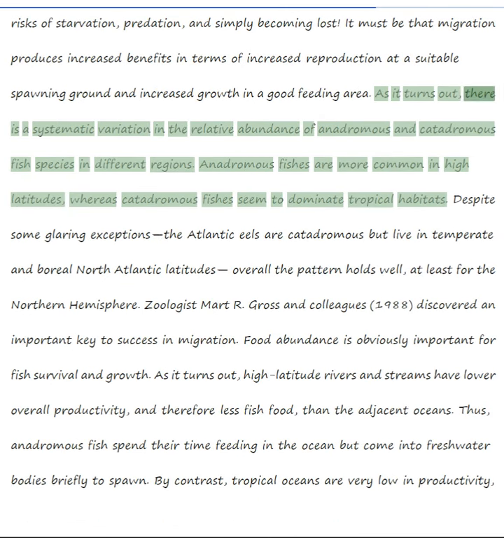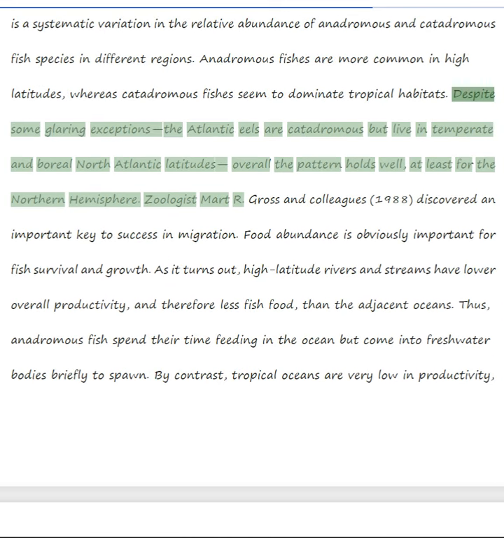As it turns out, there is a systematic variation in the relative abundance of anadromous and catadromous fish species in different regions. Anadromous fishes are more common in high latitudes, whereas catadromous fishes seem to dominate tropical habitats. Despite some glaring exceptions, the Atlantic eels are catadromous but live in temperate and boreal North Atlantic latitudes. Overall, the pattern holds well, at least for the northern hemisphere.